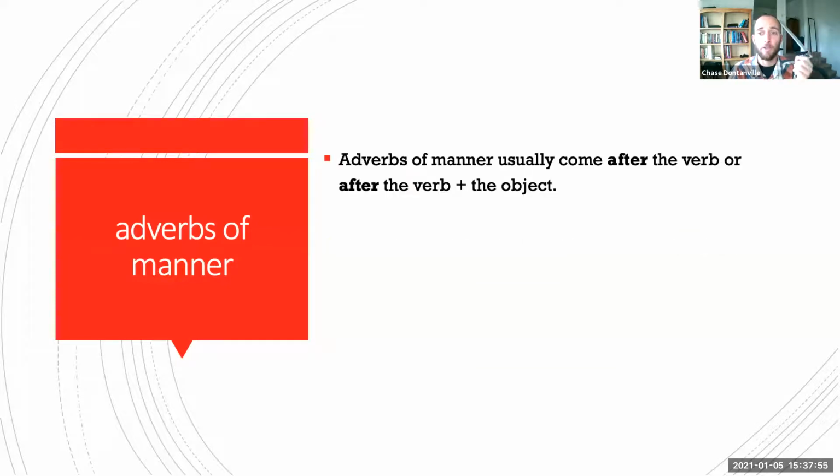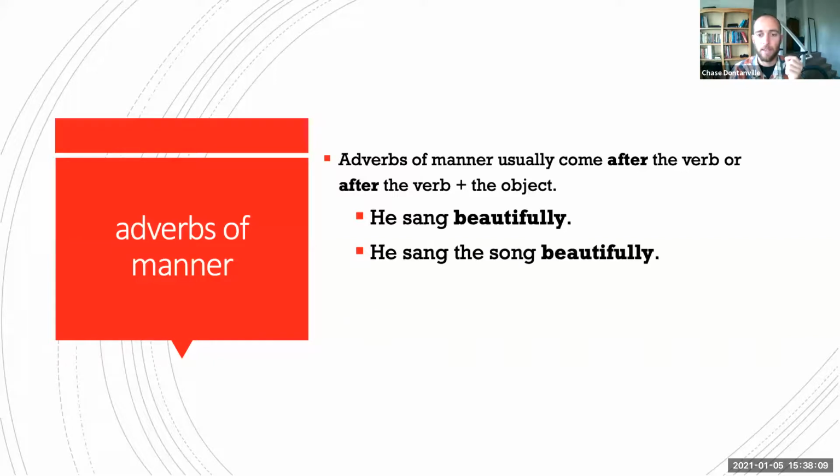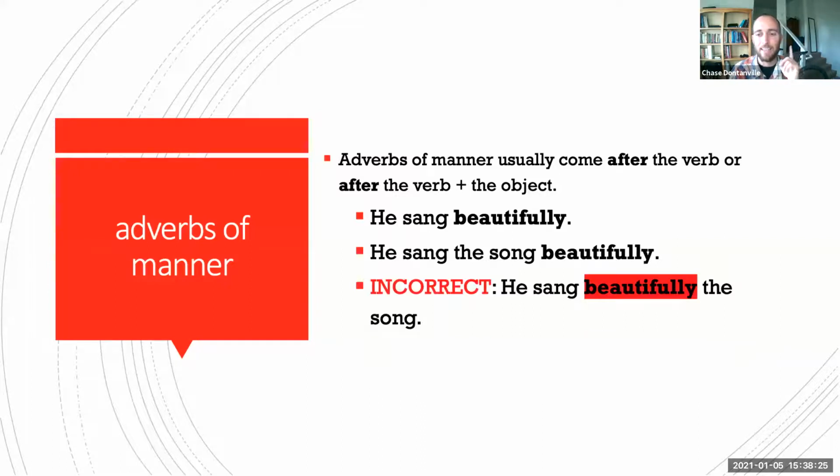Adverbs of manner usually come after the verb or after the verb plus the object. For example, he sang beautifully. Sang is the verb, so the adverb comes after. He sang the song beautifully. So he sang is the verb. The song is the object. So we can go verb, object, adverb. He sang the song beautifully. But we can't say he sang beautifully the song. Okay? If there's a verb and an object, it goes after the verb and object.